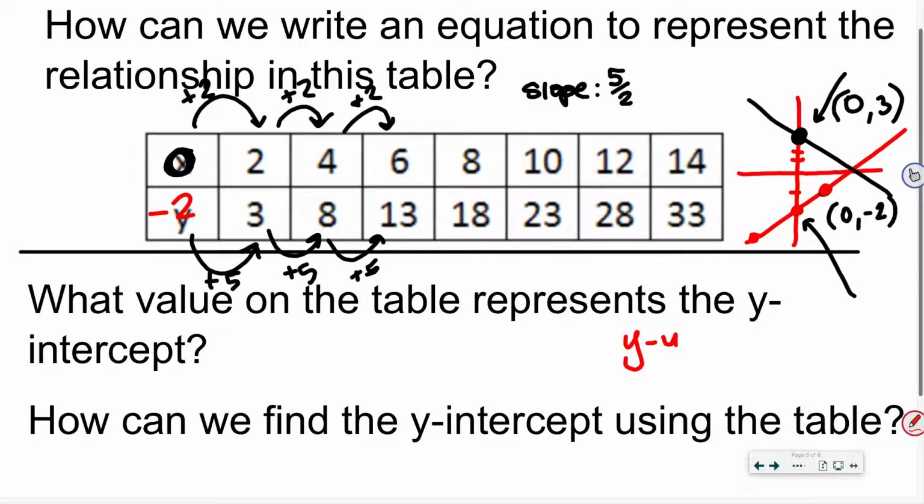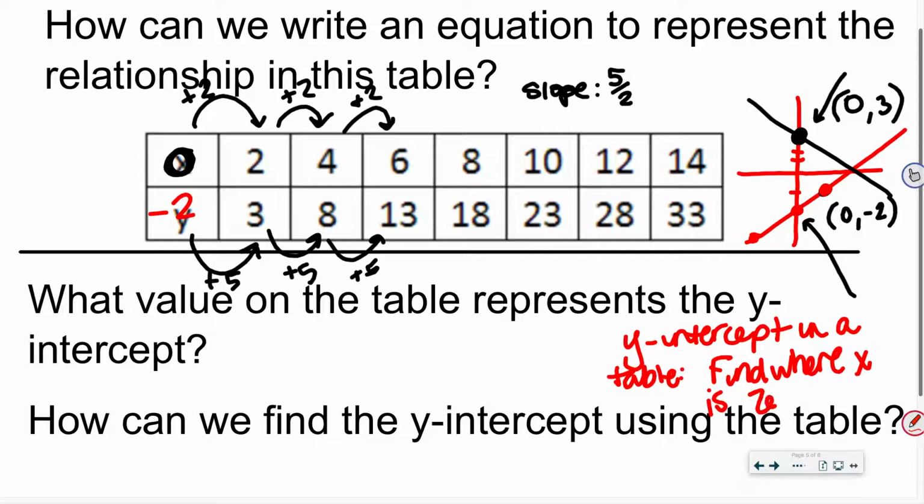So to find my y-intercept in a table, I need to find where x is 0, because that represents the coordinate on my y-axis, and that will be my y-intercept. Sometimes it'll be on the table. Other times you might have to find it. But we can actually use the slope to find the value on that table where x is 0. And wherever x is 0, that y value will represent your y-intercept because the coordinate here is 0, -2. Good job.